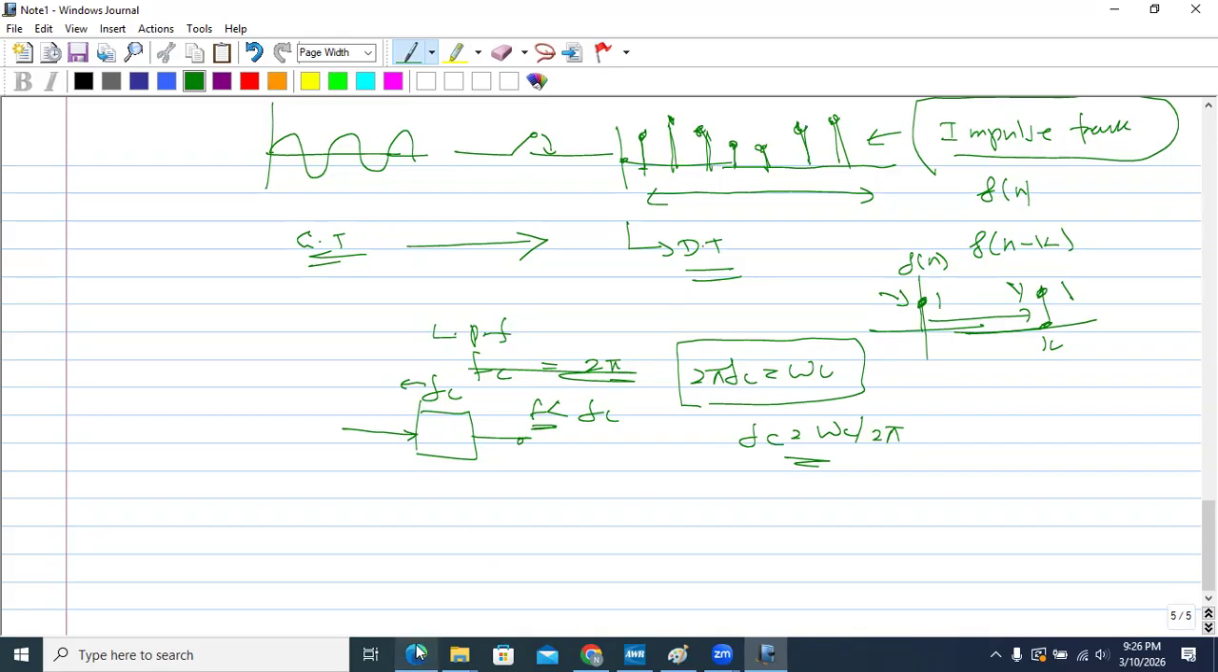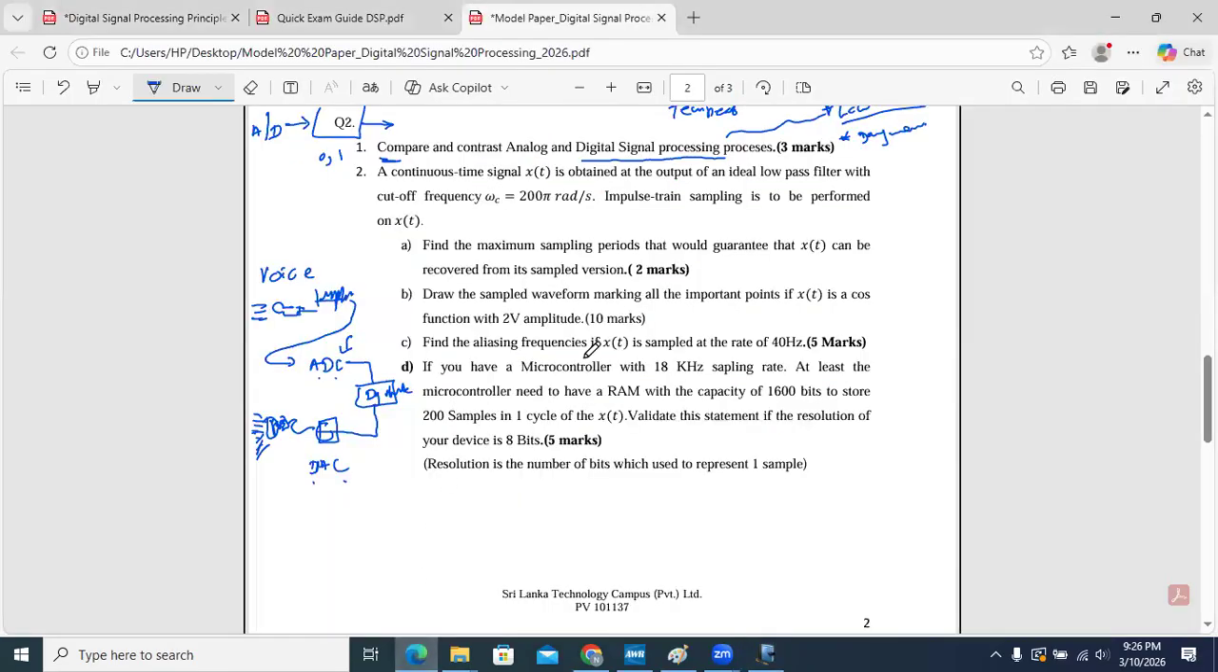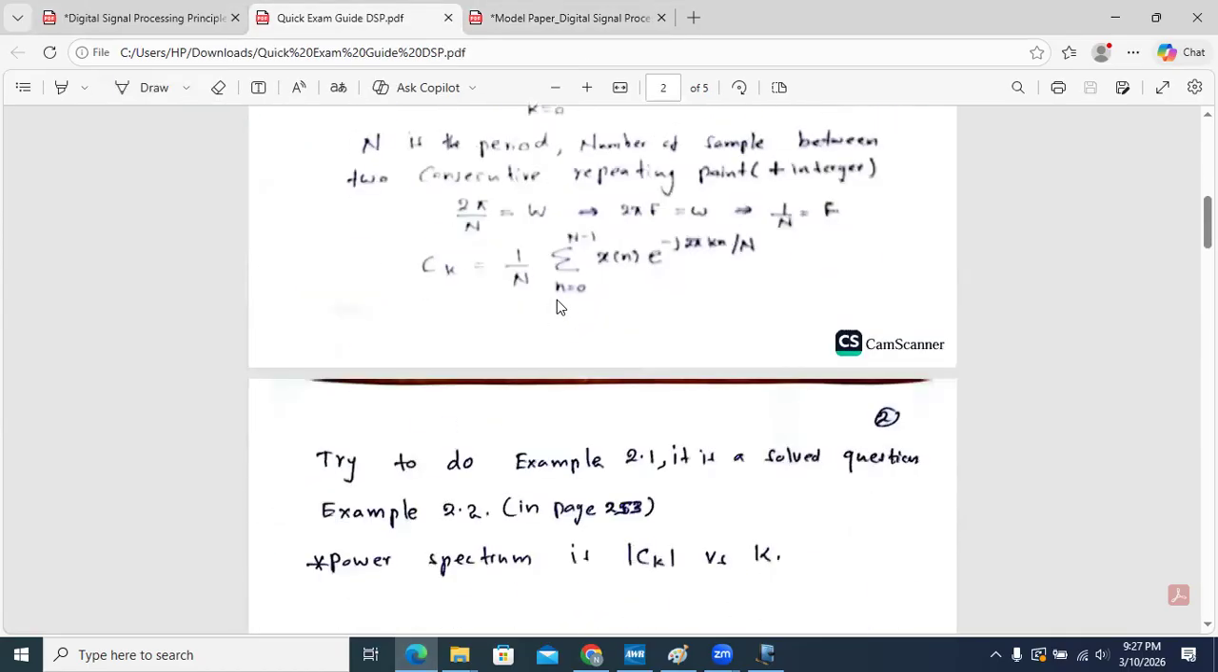Signal system, just the common sense. Common knowledge for an engineering student. So you are asked to find the maximum sampling period. For this, you have to use the Nyquist theorem. I have mentioned the Nyquist theorem in the exam guide.